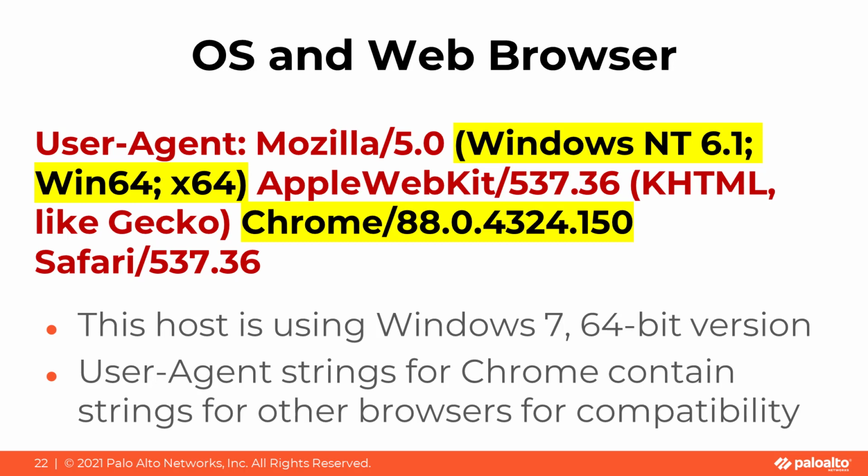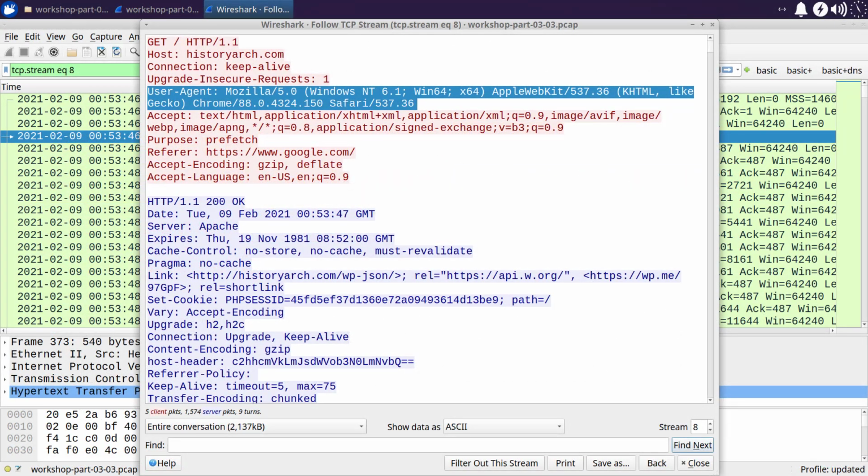The web browser in this example is Google Chrome. And similar to the newer Microsoft Edge browser, Chrome contains strings for Safari, Apple, and Mozilla. Now let's open our fourth PCAP.